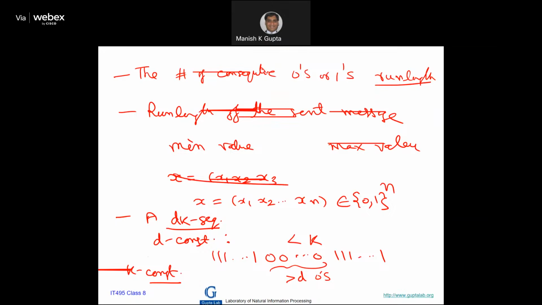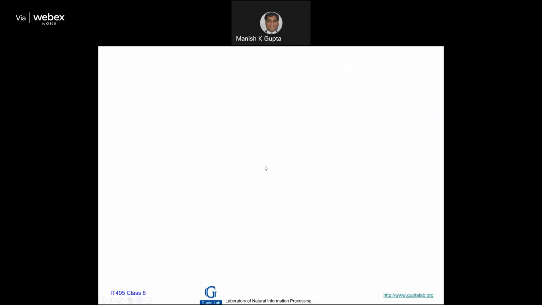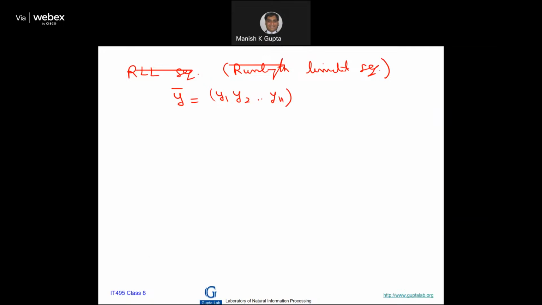Now we define what is known as a run length limited sequence, an RLL sequence. You can construct from these DK sequences a run length limited sequence. I'm just giving you an example: suppose we have y1, y2, ..., yn, so y is equal to y1, y2, ..., yn, again n bits. These are known as run length limited sequences if we can construct them from these DK sequences like this: yi is equal to yi minus 1 XOR xi, with y0 equal to 1.